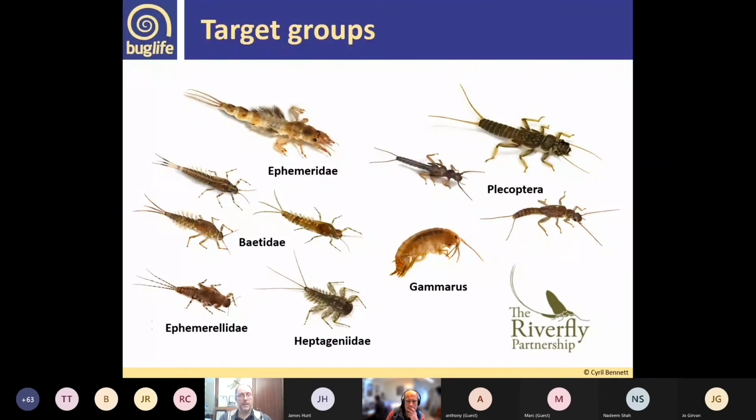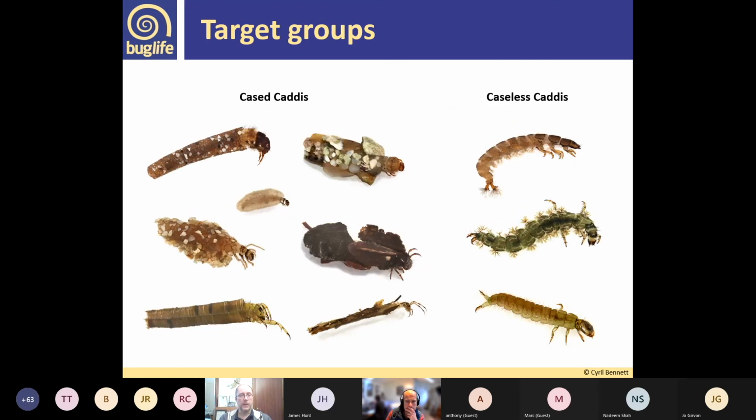It's based on 8 target groups. These are them here. So there's a mix of orders and families. So we have 4 families of mayfly. We have stoneflies as a whole. We have freshwater shrimps, gammarus there, and we have the cased caddis and the caseless caddis split into 2.